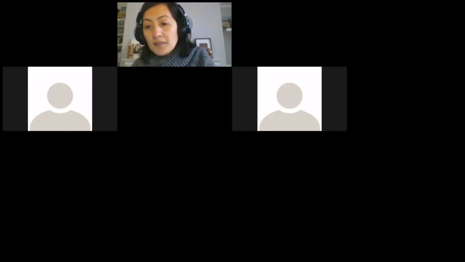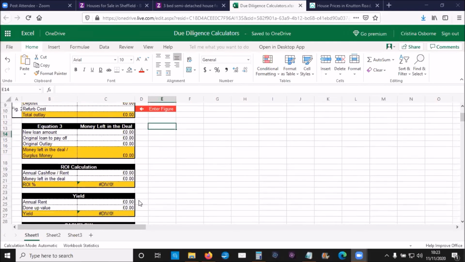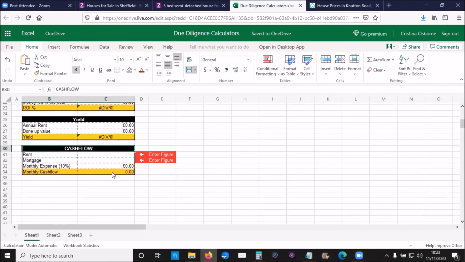Okay, guys, I've typed in the chat box a revised due diligence calculator. This time it includes a way to calculate the monthly cash flow. I'm just going to share my screen briefly so you can see what changes I've made. You should now be able to see this box here that says cash flow, and you can type in the rental figure and the mortgage, but it will automatically calculate the monthly expense, which I'm putting in at 10%.